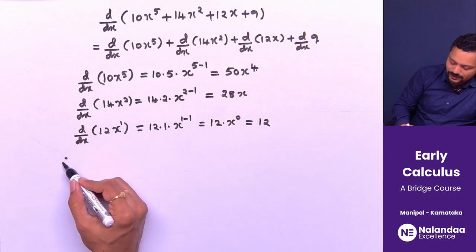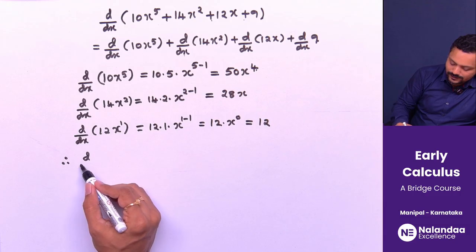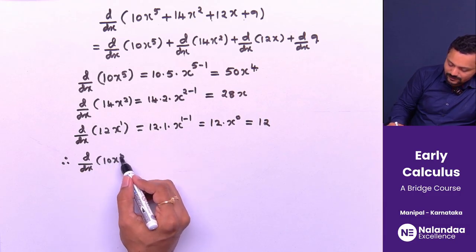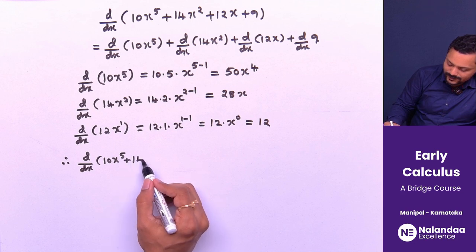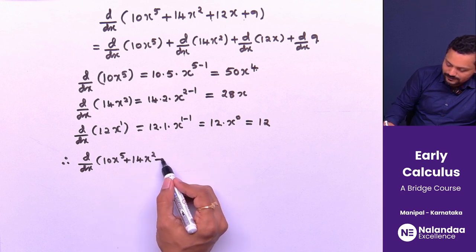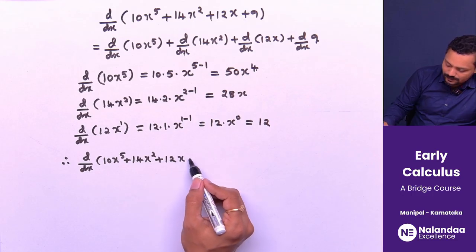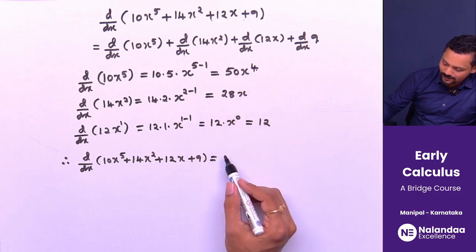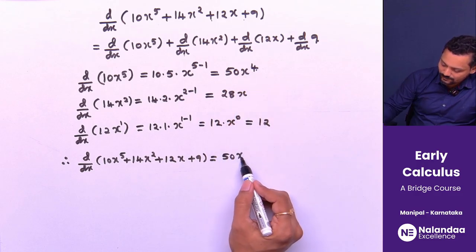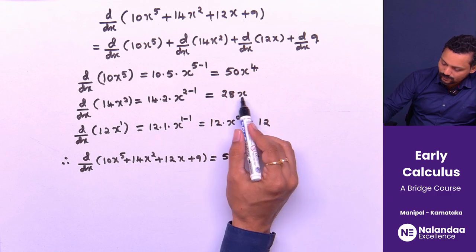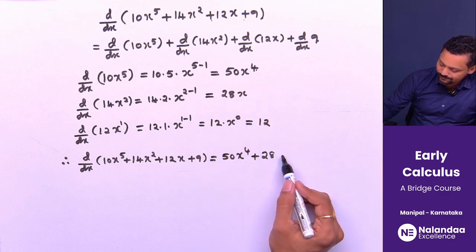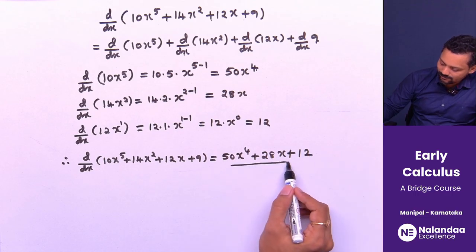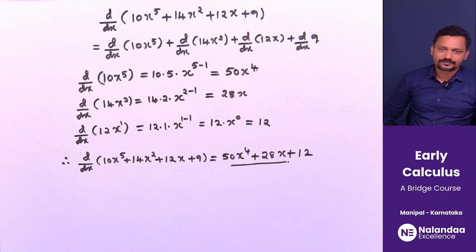So therefore, the answer to our question d by dx of 10x power 5 plus 14x square plus 12x plus 9 is here 50x power 4 plus 28x plus 12. So this is the final answer to the question.